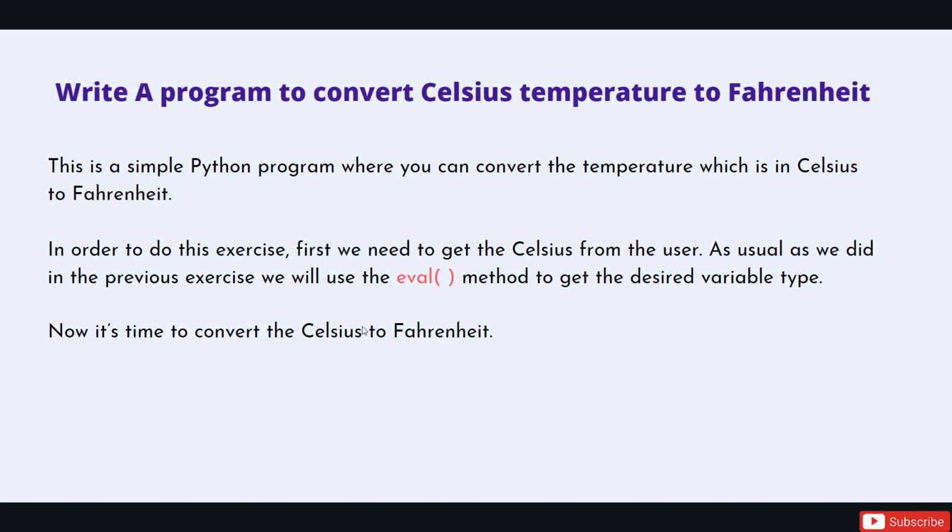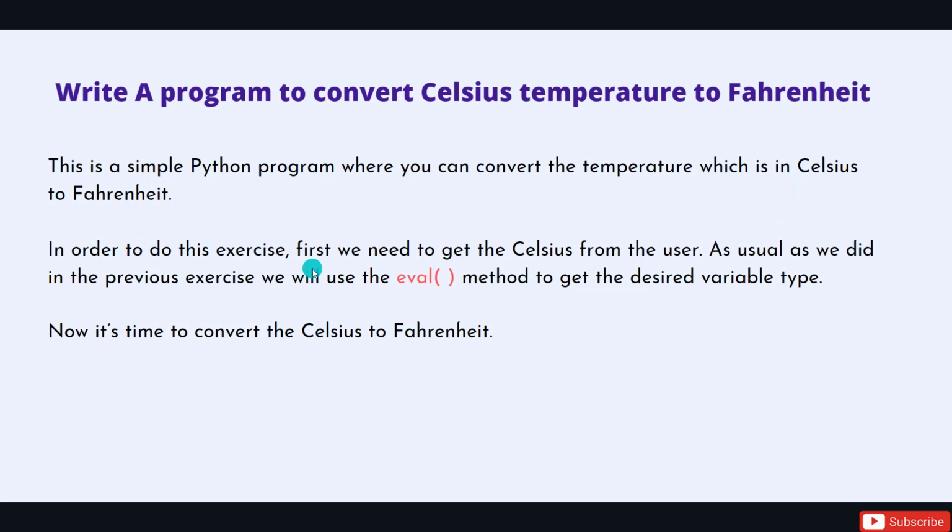And today I'm back with one more interesting and simple exercise for beginners or the people who are interested in Python. All you need to do is convert Celsius temperature to Fahrenheit. You already know the formula, so all we need to do is implement that formula in the form of code, run it, and get the output. That's all. So this is a simple Python program where you can convert temperature in Celsius to Fahrenheit.